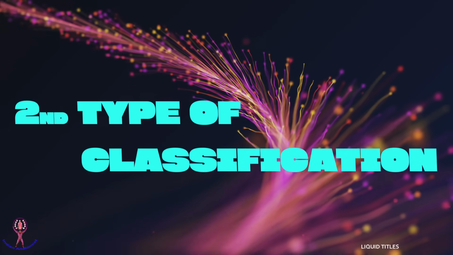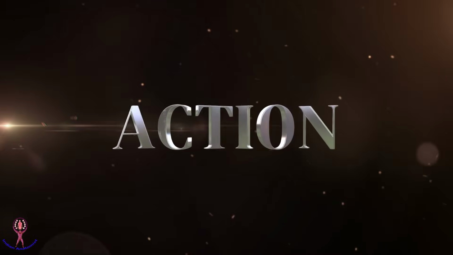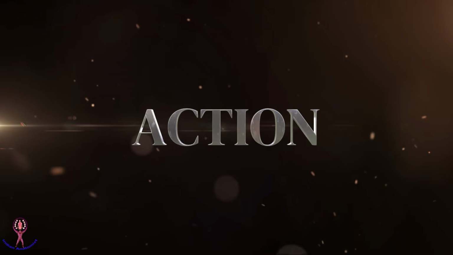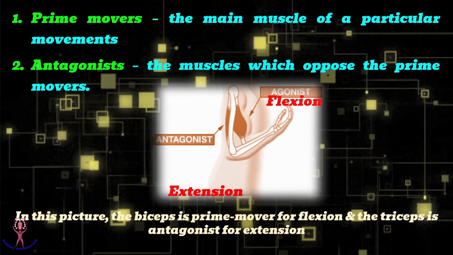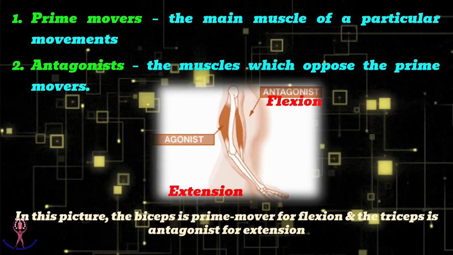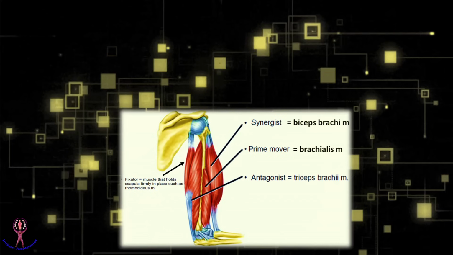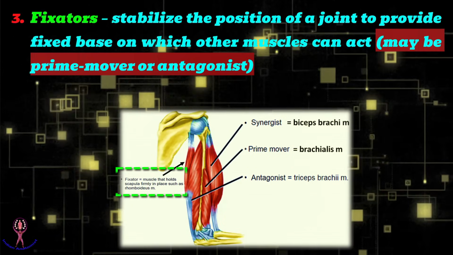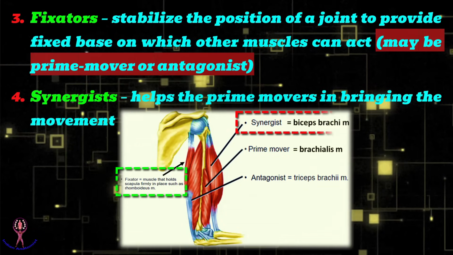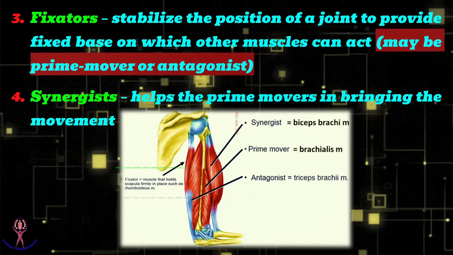Now, I am going to discuss the second type of skeletal muscle classification, with respect to its action. According to their action, the muscles are classified as follows. 1. Prime movers, the main muscles responsible for particular movements. 2. Antagonists, the muscles which oppose the prime movers. 3. Fixators, which stabilize the position of a joint to provide a fixed base on which other muscles can act. 4. Synergists, which help the prime movers in bringing about the movement.